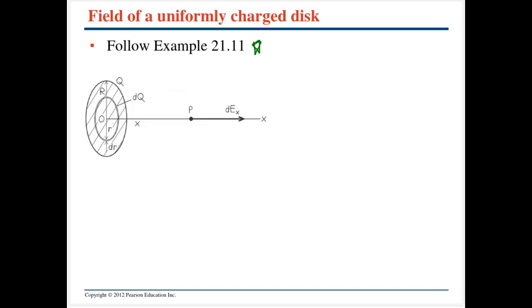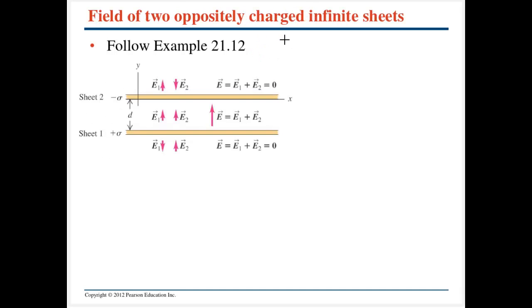Another very important example, uniformly charged disk. Another important example that uses the superposition of electric fields, and it's going to be super important to what we're going to be talking about in the next couple of chapters, which is capacitance: the electric field between two infinitely large charged sheets. This is only valid if this distance of separation is fairly small, which, for everything we look at in this class, it will be.